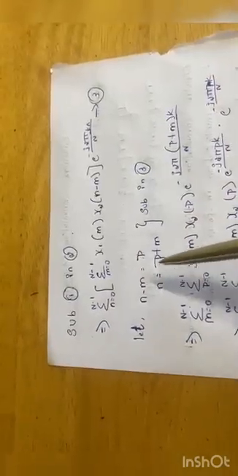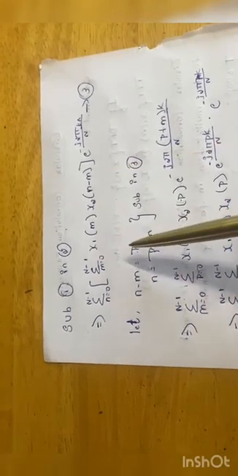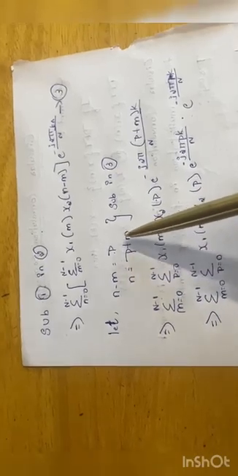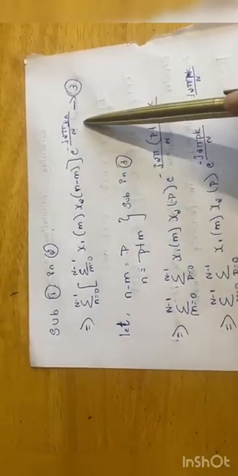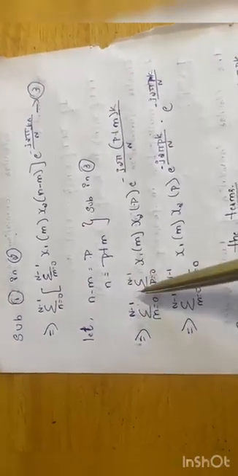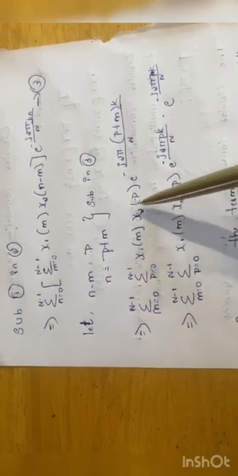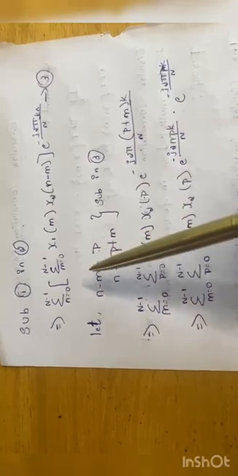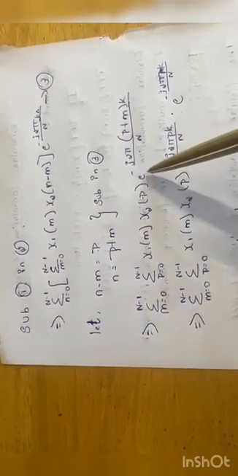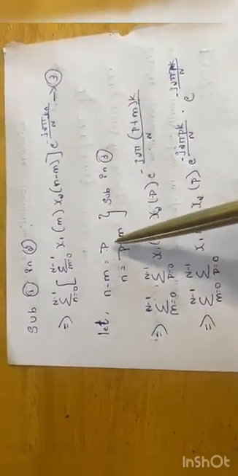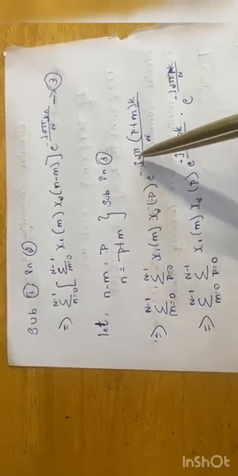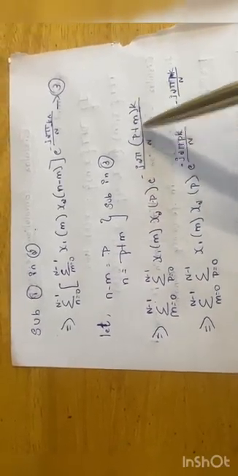So for the further simplification, we can write that n minus m is equal to p. P is a time variable. From this we obtain n is equal to p plus m. Substituting these variables in equation 3, we get summation of m equals 0 to N minus 1, summation of p equals 0 to N minus 1, x1 of m into x2 of n minus m, which can be replaced as p. So x2 of p into e to the power of, this n can be replaced as p plus m, so e to the power of minus j 2 pi p plus m into k divided by N.